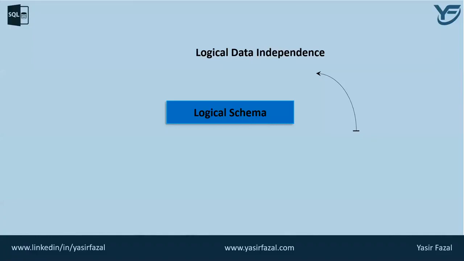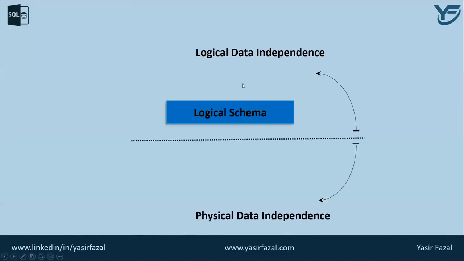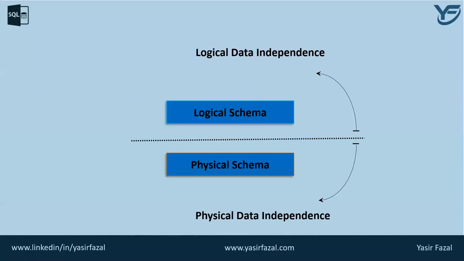In comparison to logical data independence, we have physical data independence, which applies to the physical schema. So what does that mean? It means that all the schemas are logical, and the actual data is stored in a bit format on the disk, the hard disk.